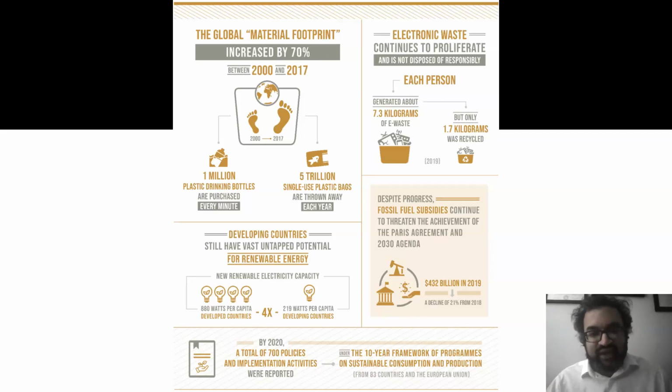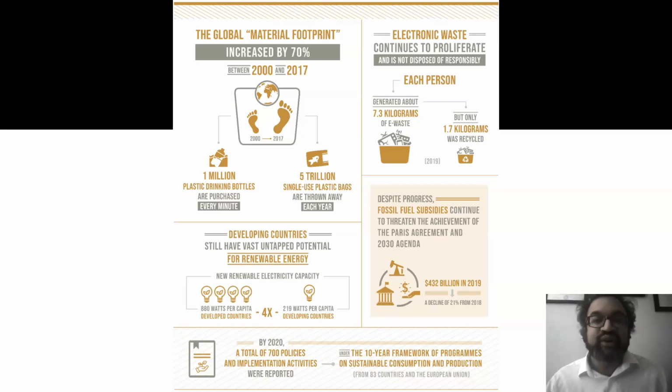Electronic waste continues to proliferate. It's not disposed of responsibly, and each person actually generates about 7.3 kilos of e-waste. This is according to 2019 statistics, but only 1.7 kilos were actually recycled. So a lot of this is just going to waste, and this needs to be decreased as well.